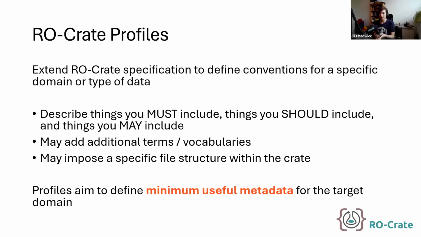Again, profiles can describe things you must include, things you should include, and things you may include in addition to the basic requirements of RO crate. They can add additional terms or vocabularies to the metadata. RO crate comes with a set of terms by default that are common metadata terms from schema.org. But if you have a specific vocabulary or ontology you want to use, like OMOP, you can have a profile that says to include those things. And you can also impose a specific file structure within the crate. That might not be something that we do for TREvolution, but a couple of profiles have done it.